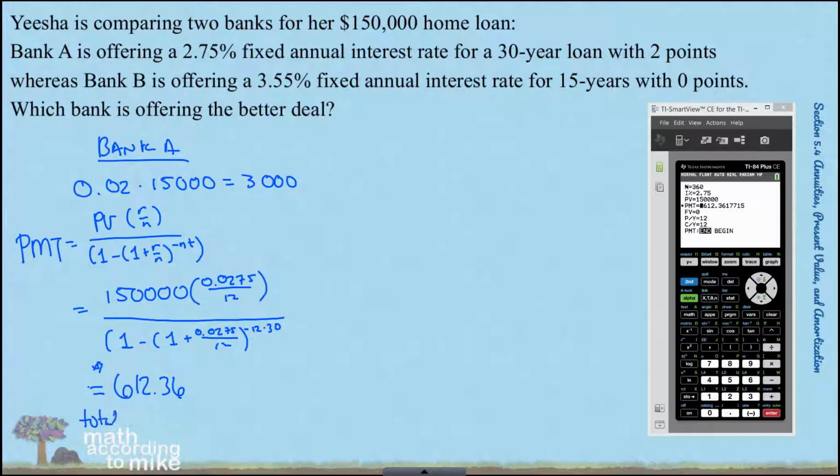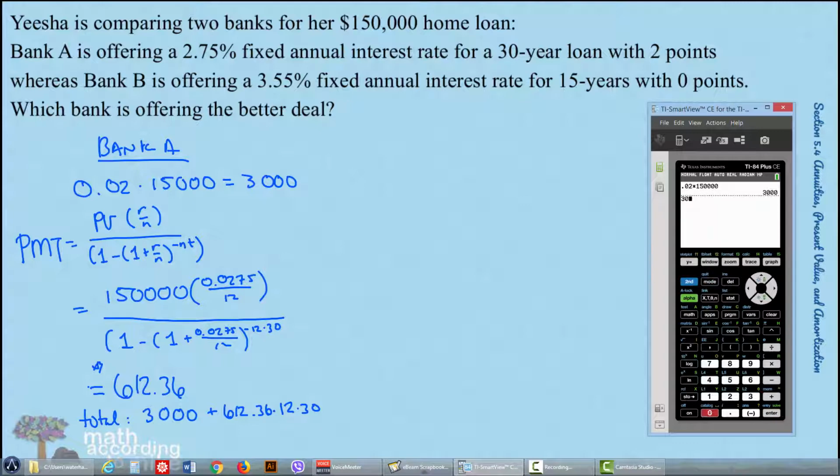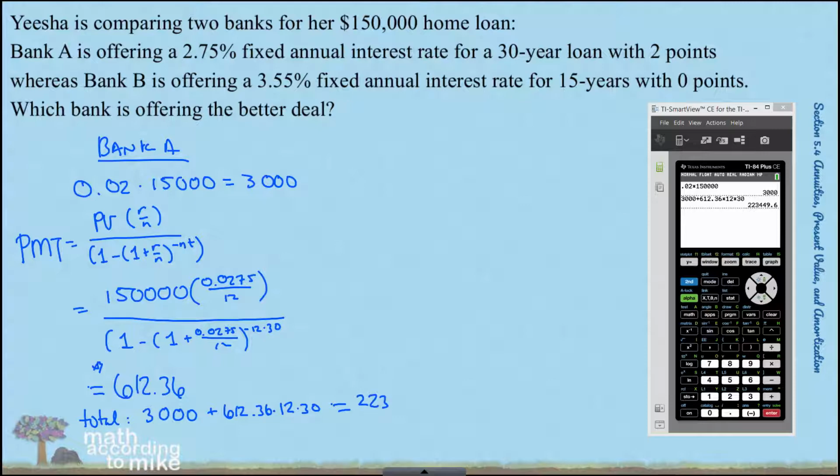That means her total for Bank A would have been $3,000 for the points, but then she paid $612.36 12 times a year for 30 years. Let's figure out what that total is. Nope, times 30. Sorry, I got excited there. All right. So she'd be paying $223,449.60. So the loan was $150,000. So she paid $73,000 and some change in interest and fees, because again, the points is a fee.